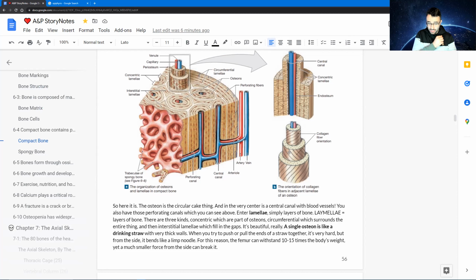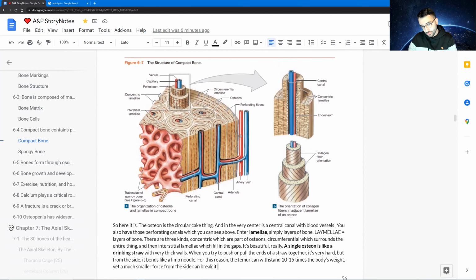A single osteon is like a drinking straw with very thick walls, and you can see that here. When you try to push or pull the ends of a straw together, it's very hard, but from the side, it bends like a limp noodle. For this reason, the femur can withstand 10 to 15 times the body's weight, yet a much smaller force from the side can break it. So it makes sense. So look at the way, here are main arteries and veins, and there's holes on the surface of the bone here, and they connect to this blood network.